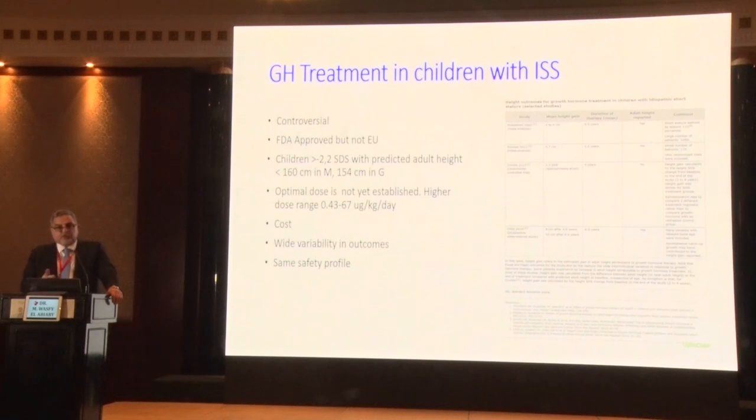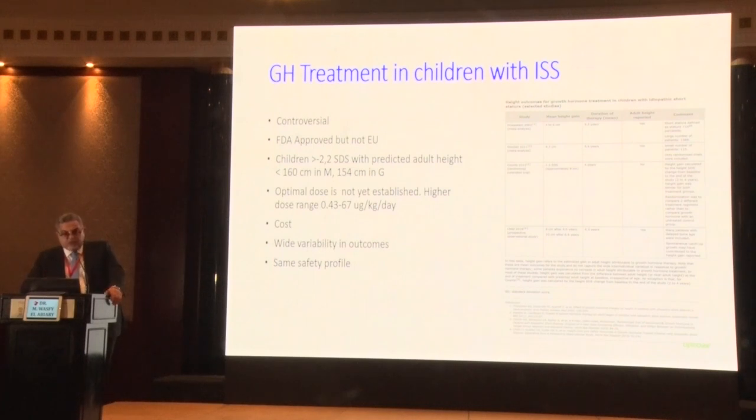Right, we go back to growth hormone treatment in children with ISS. It's controversial, FDA approved, but not European Union. Usually children with a height score below minus 2.2 standard deviations and predicted adult height less than 160 centimeters in males, 154 in females. Optimal dose not yet established, but it's quite higher than for growth hormone deficient children.